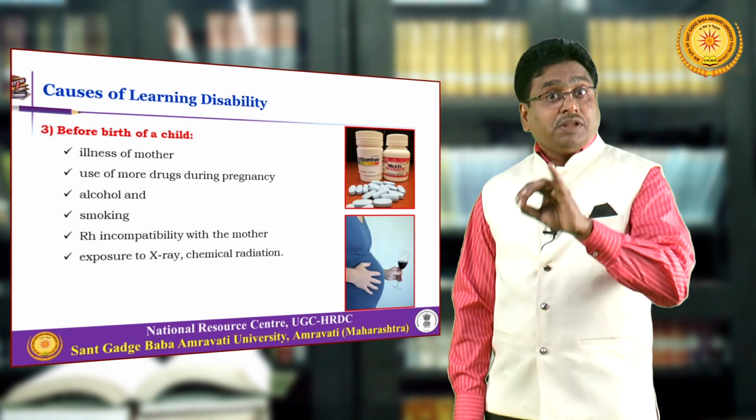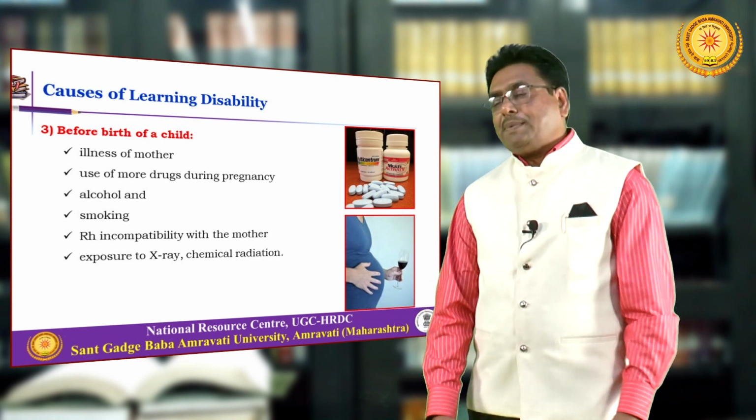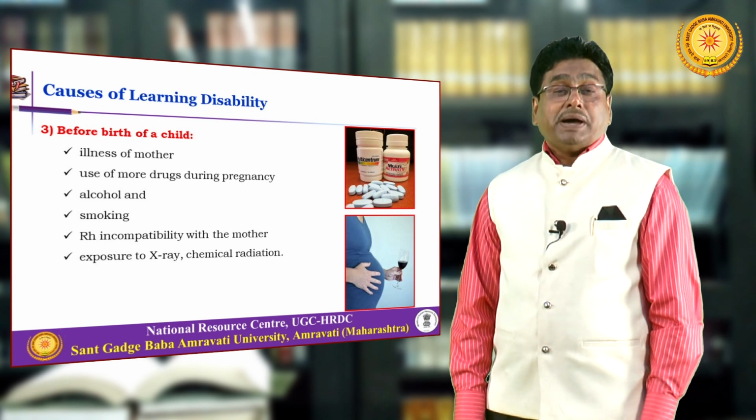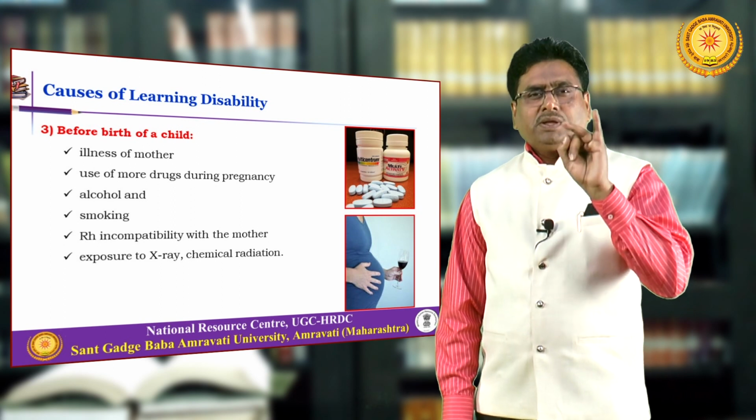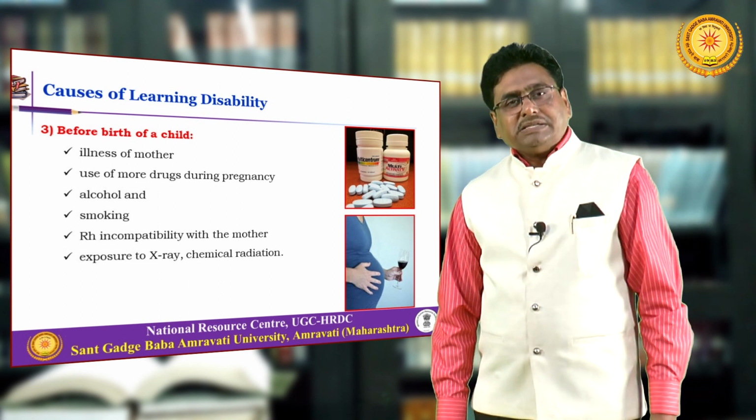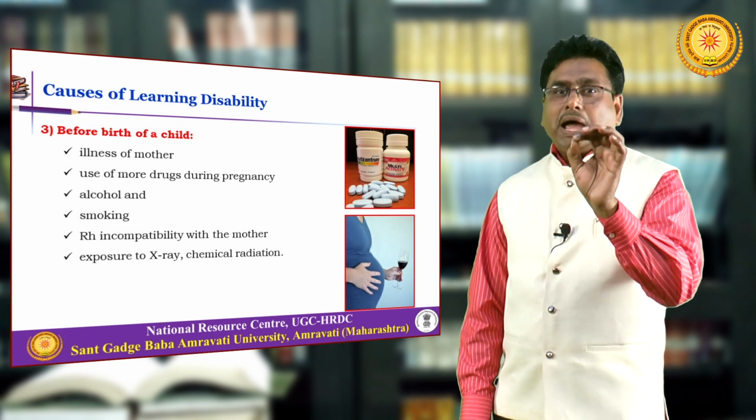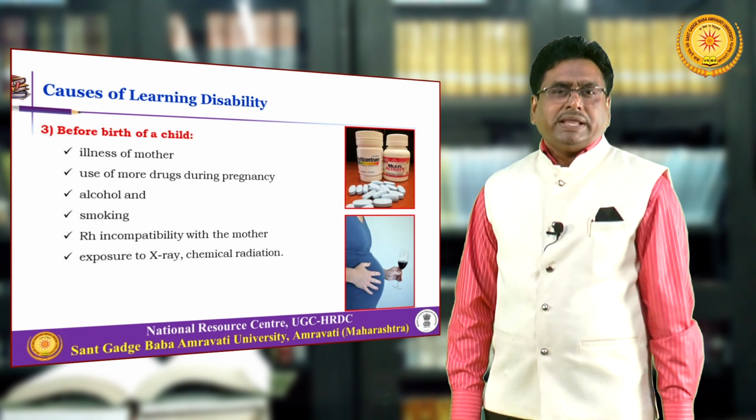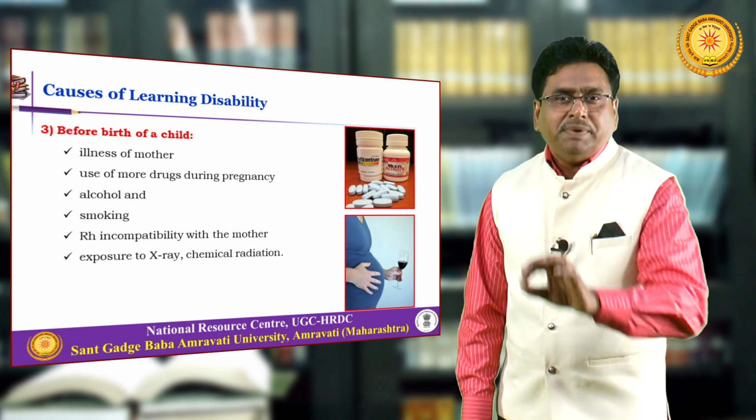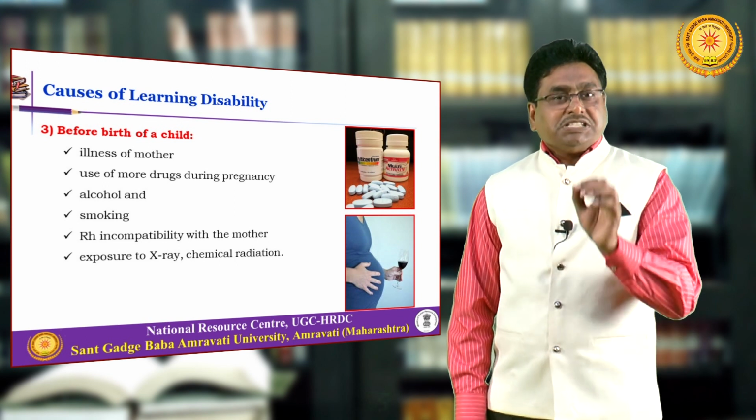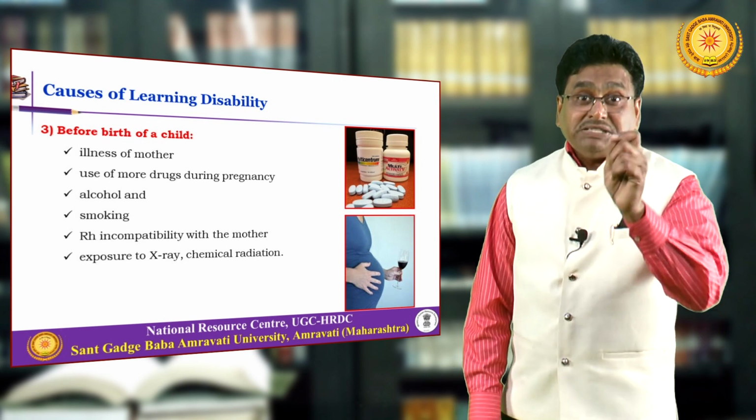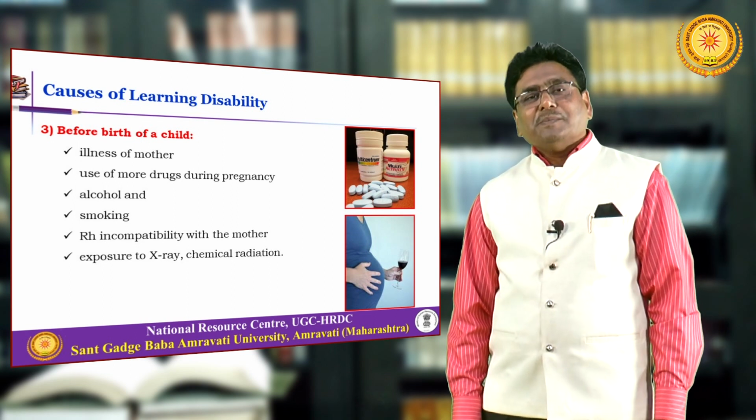The third cause of learning disability is problems during pregnancy, that is before birth of a child. Learning disabilities may be caused during pregnancy by illness of the mother, use of drugs during pregnancy, or alcohol and smoking. If a woman consumes alcohol during pregnancy, she may give birth to a baby having brain damage. If she smokes during pregnancy, she may give birth to a baby whose weight is lower than a normal baby.